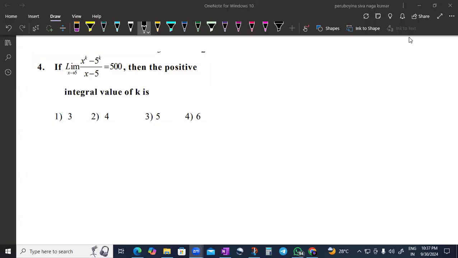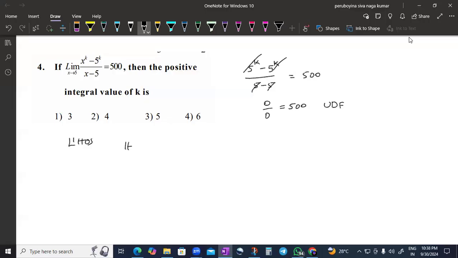So first we will substitute 5. If you substitute 5, then 5 power k minus 5 power k divided by 5 minus k, he said it is 500. We know that it is getting cancelled and we are getting 0 by 0, so how can it be equal to 500? So which is an undetermined form. So what will we do? We will do L'Hospital's rule.